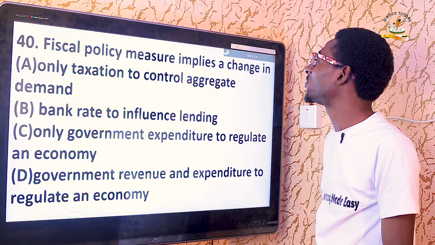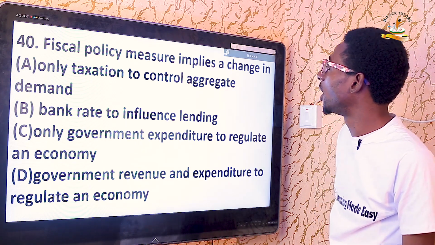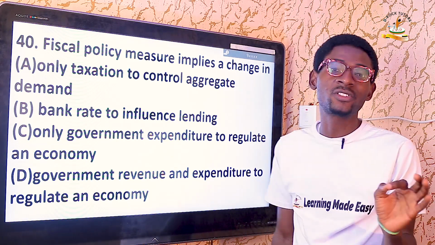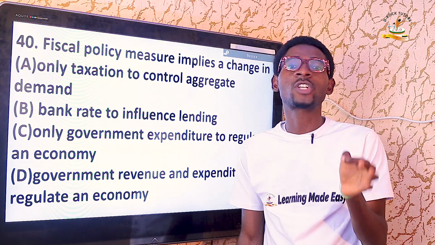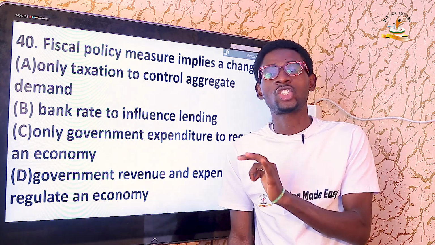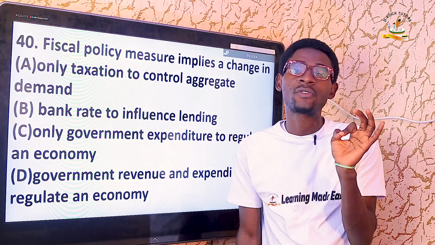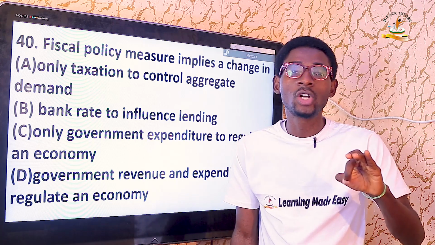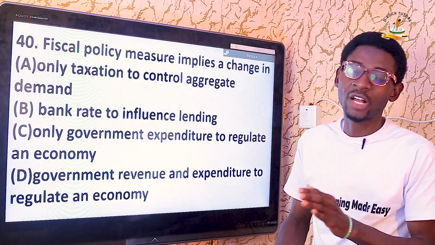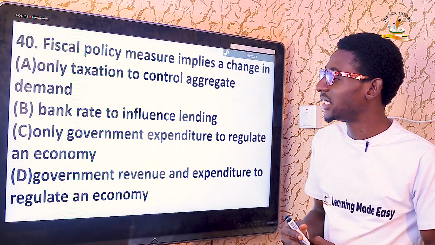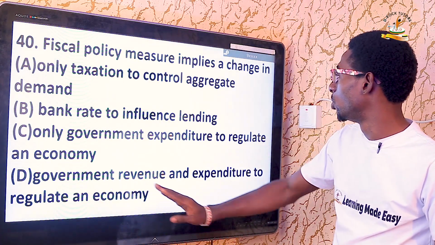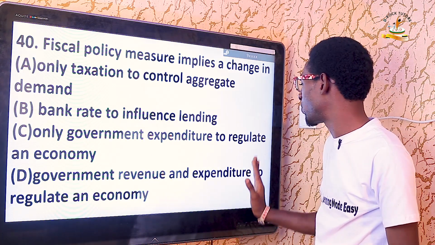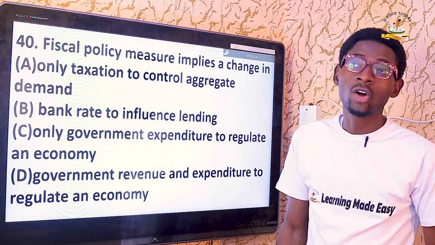40. Fiscal policy measures implies a change in, now I talk about fiscal policy. Fiscal policy deals with the conscious effort or conscious policy of the government on the generation of revenue and how such revenue will be spent with its effect on the economy of a given nation in a given year. And so that's what fiscal policy is basically all about. So the answer there is option D, government revenue and expenditure to regulate an economy.